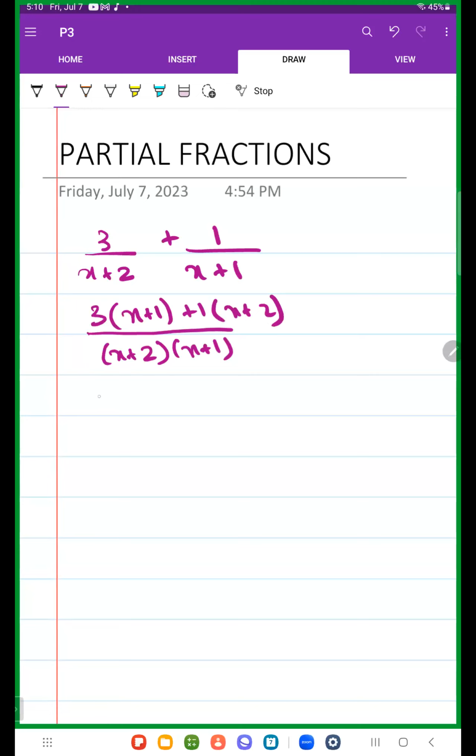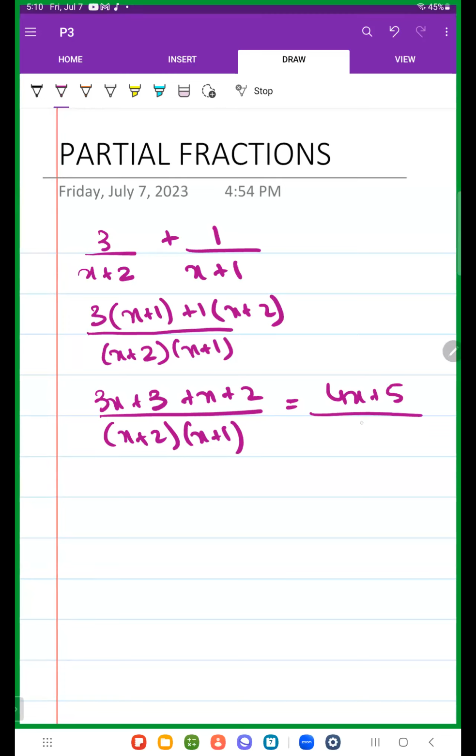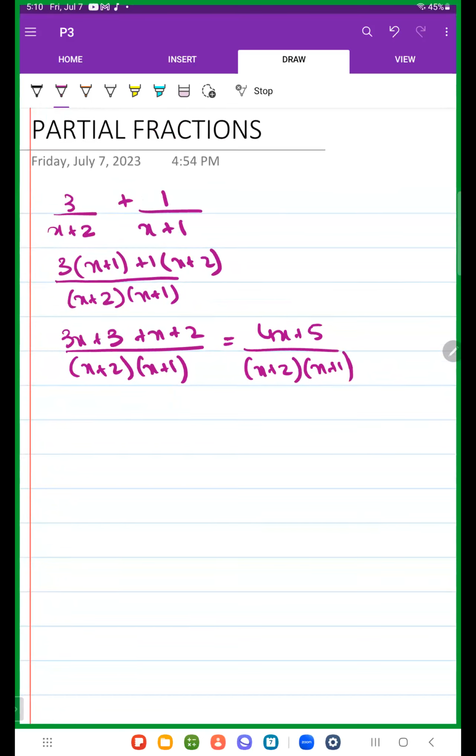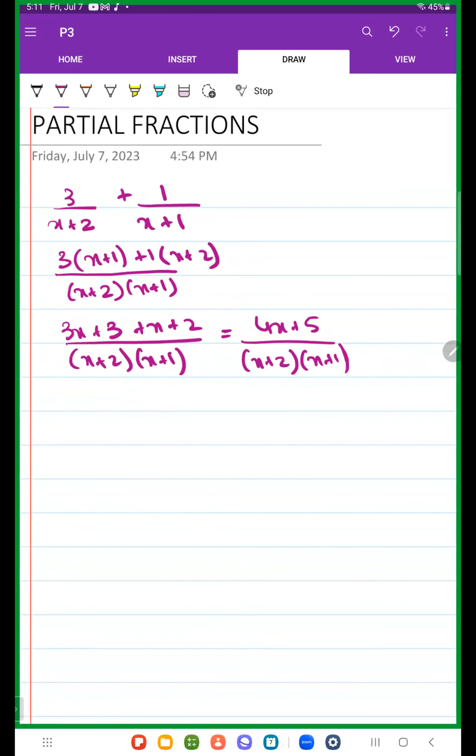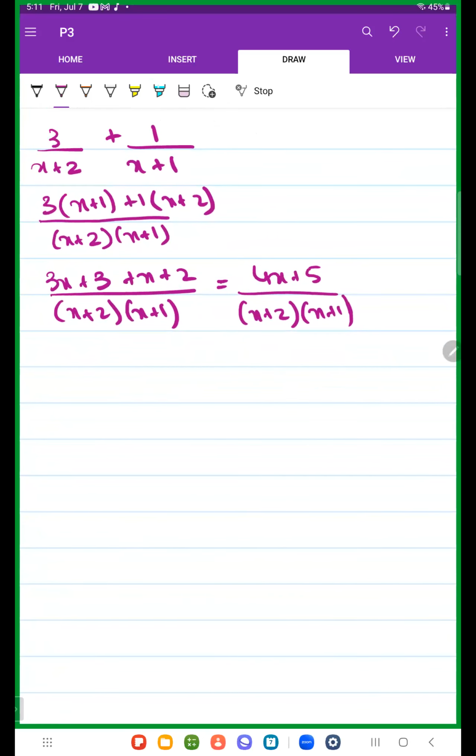Then you open up the brackets: 3x plus 3 plus x plus 2 upon x plus 2, x plus 1, and that gives 4x plus 5 upon x plus 2, x plus 1. You knew this? So this is the answer that you're getting.